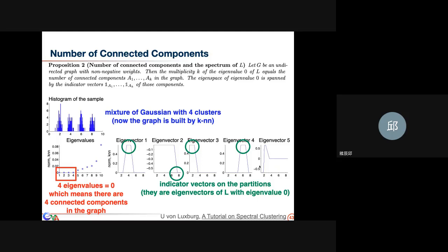And for the data points in the second group, whose values are around 2, their corresponding elements in this fifth eigenvector have some other values. So this can also be related to the indicator vector on the partition, because it is trying to separate 4, 6, 8 from 2, right?